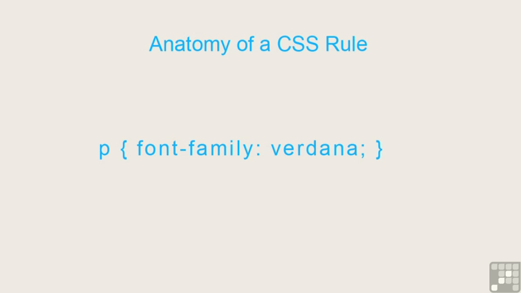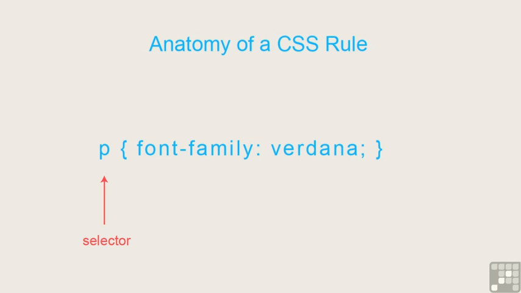As you can see, there's a P at the beginning, and then we have some curly brackets or squiggly brackets. And then there's font-family, colon, space, and then a typeface or a font, followed by a semicolon, and then a closing squiggly bracket. So let's dissect all of this.